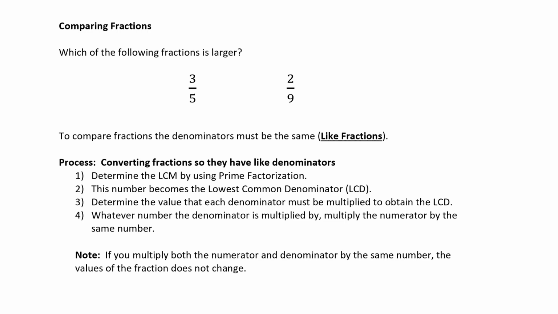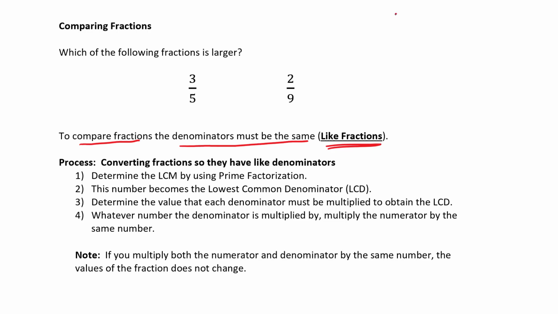But that's visualization, and maybe you're not very good at that. One thing we can do to compare fractions is to have denominators that are the same, like fractions. Remember from the beginning, we're adding and subtracting like fractions. So how do we convert 3/5 and 2/9 so they are like fractions? Well, let's work with prime factorization. Let's find out what the lowest common multiple is.